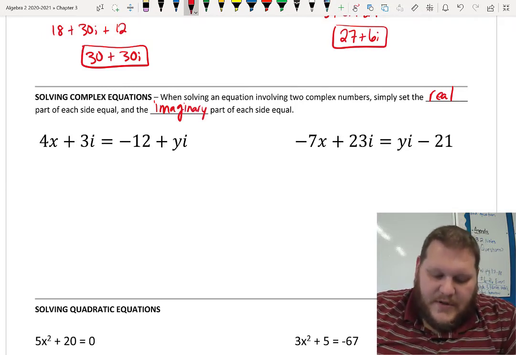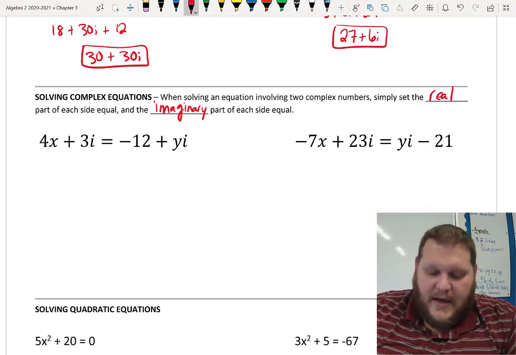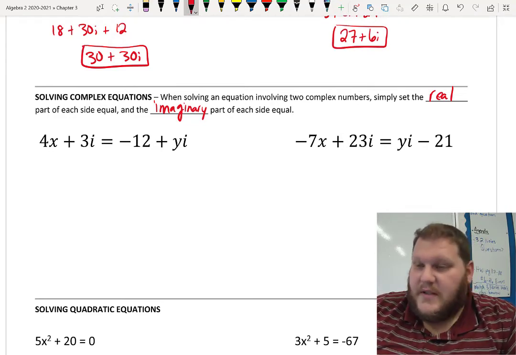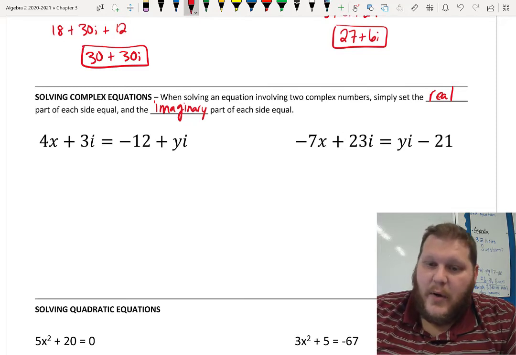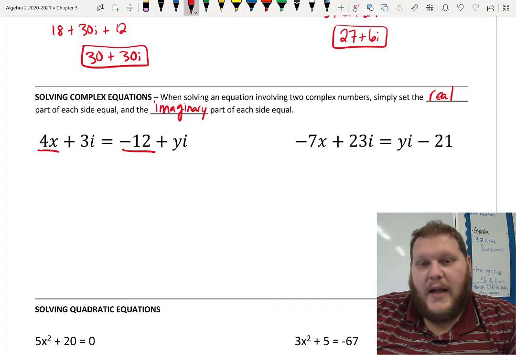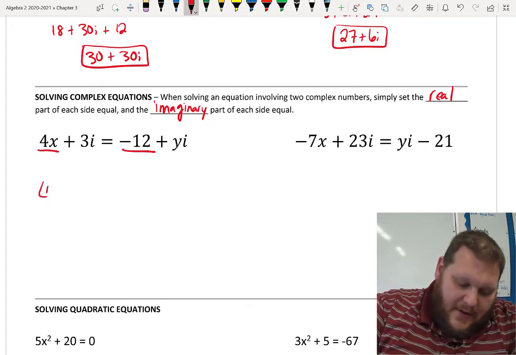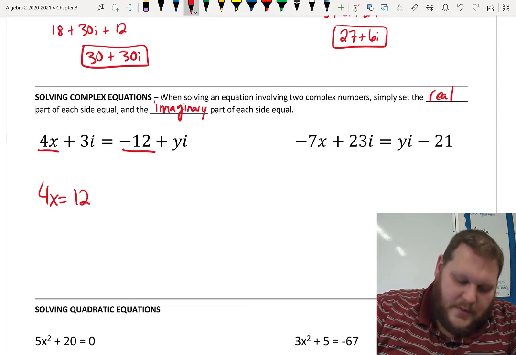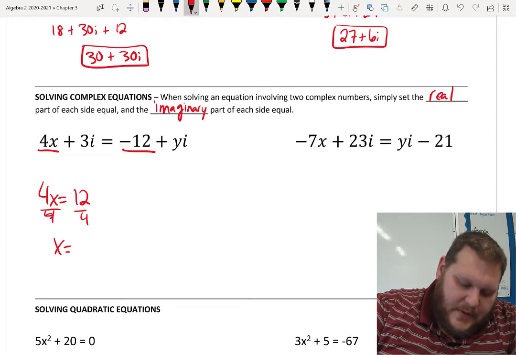So for this first equation over here on the left side, 4x plus 3i equals negative 12 plus yi, and we're asked to solve our equation for x and y. So here, these two parts that I just underlined, those are both my real numbers because they don't involve i. So they have to be equal to each other. 4x equals 12. So divide by 4, and x equals 3.